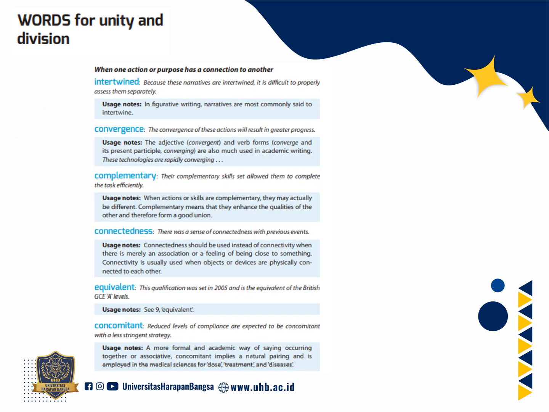Used in figurative writing, narratives are most commonly said to intertwine. For example, because these narratives are intertwined, it is difficult to properly assess them separately. Convergence: the adjective convergent and verb forms converge and its present participle converging are also much used in academic writing. These technologies are rapidly converging.